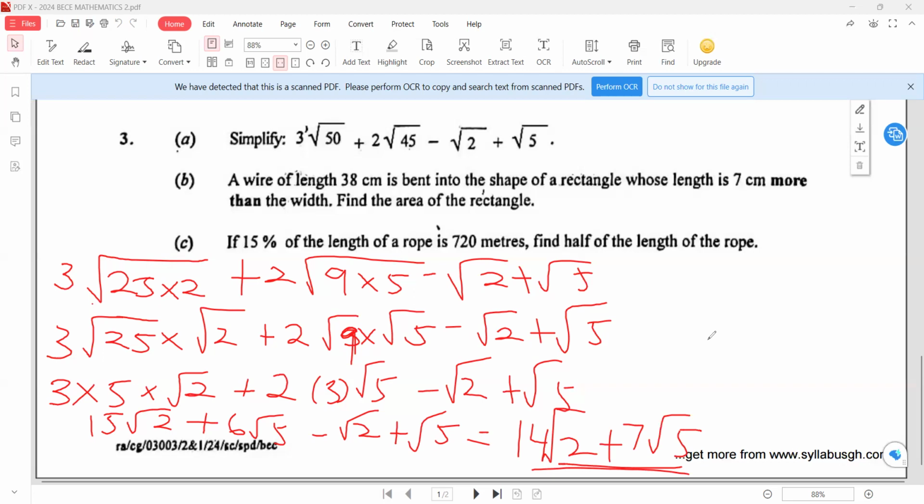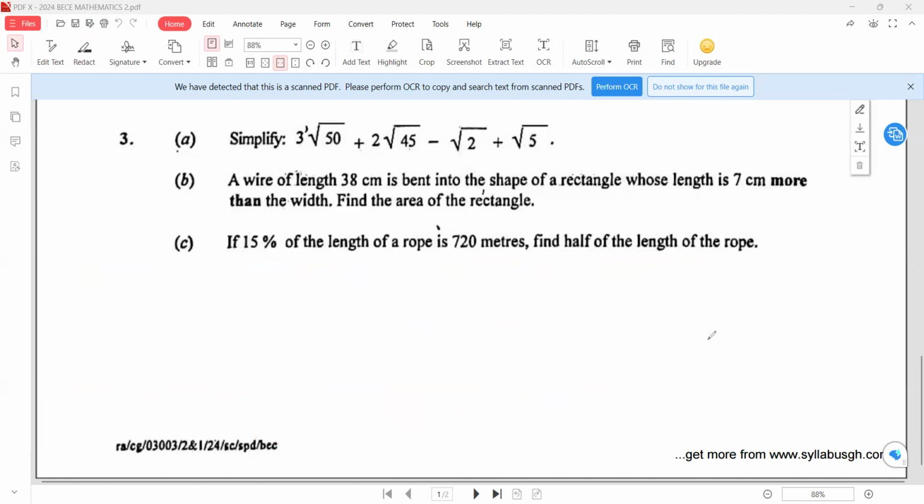How then were the marks allocated? If you are able to find the needed factors of 50 or 45, any of the two, you have your M1 mark. Then if you have the 5 root 2 and the 3 root 5, you have your A1 mark for both. The M1 is for any of the two. Then if you are able to simplify to get a 14 root 2, you have your M1 mark. Or if you don't get a 14 root 2 and you get a 7 root 5, you have your M1. If you have both, you have your A1. And that's 4 marks for question 3A.